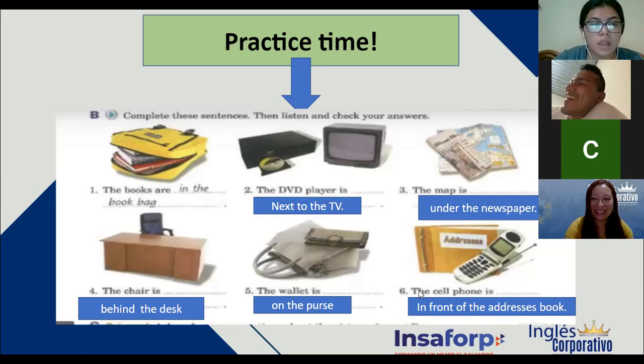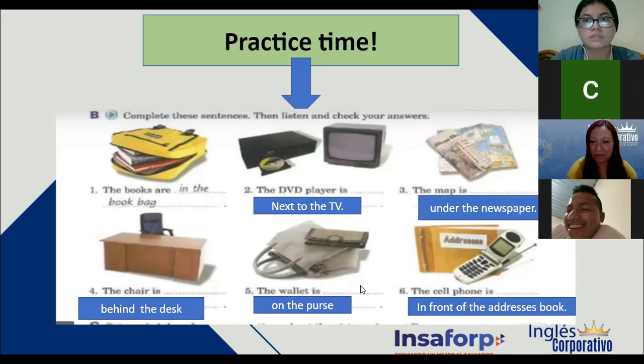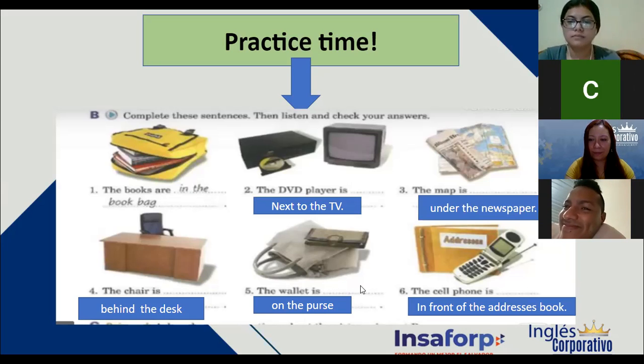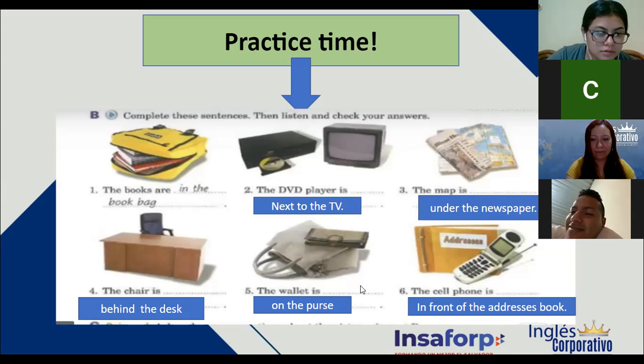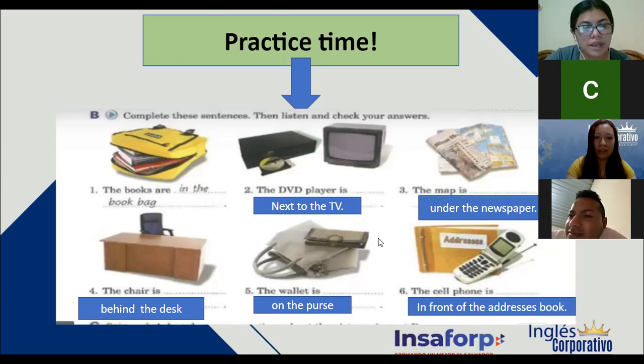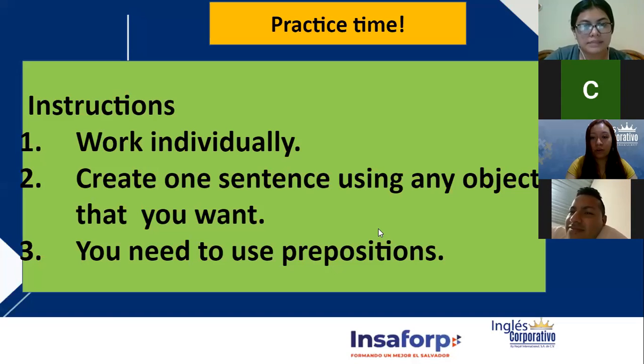Ok, number 6. Ah, no, esa no. Number 6, please. The cell phone is in front of the address book. ¿Qué estamos diciendo ahí? Su teléfono está en la libreta de direcciones. Enfrente de la libreta de direcciones. In front of, enfrente de. Correct. Okay.